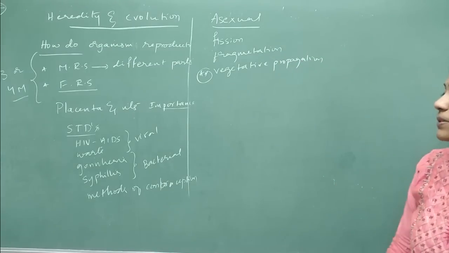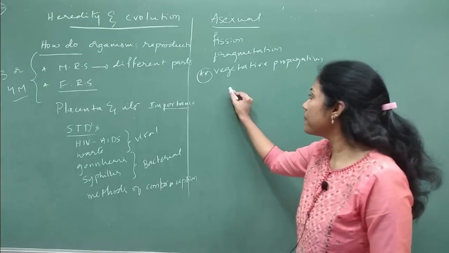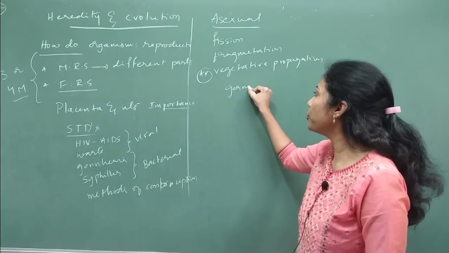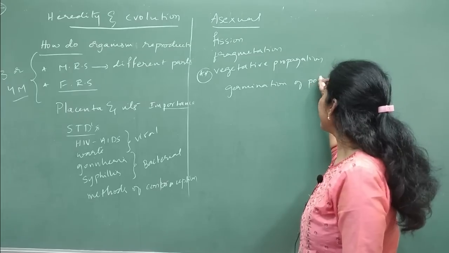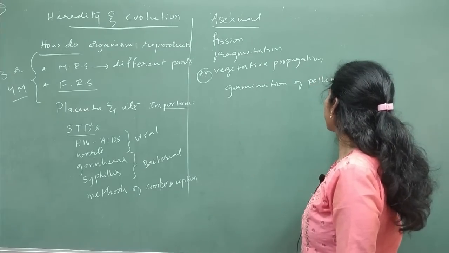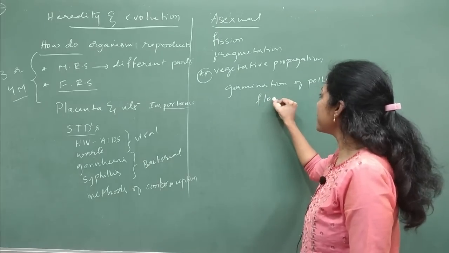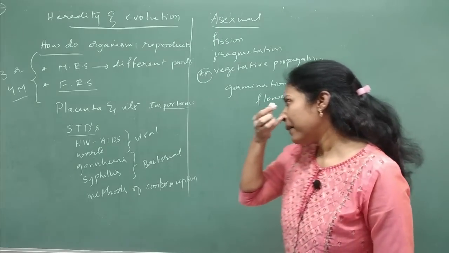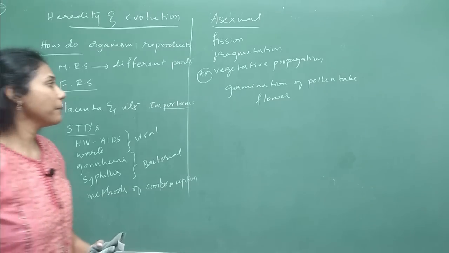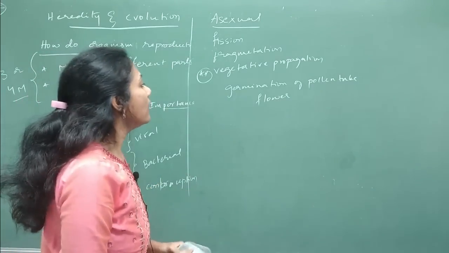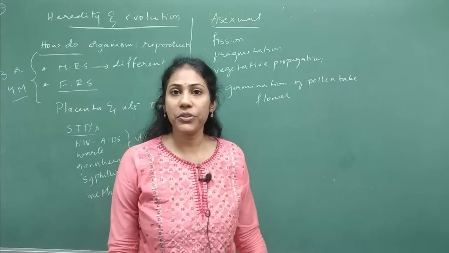And again here diagrams: germination of pollen tube, don't forget, and cross section of flower. So the flower diagram is also very important. Practice questions related to these topics properly. So that's all about how do organisms reproduce, right?